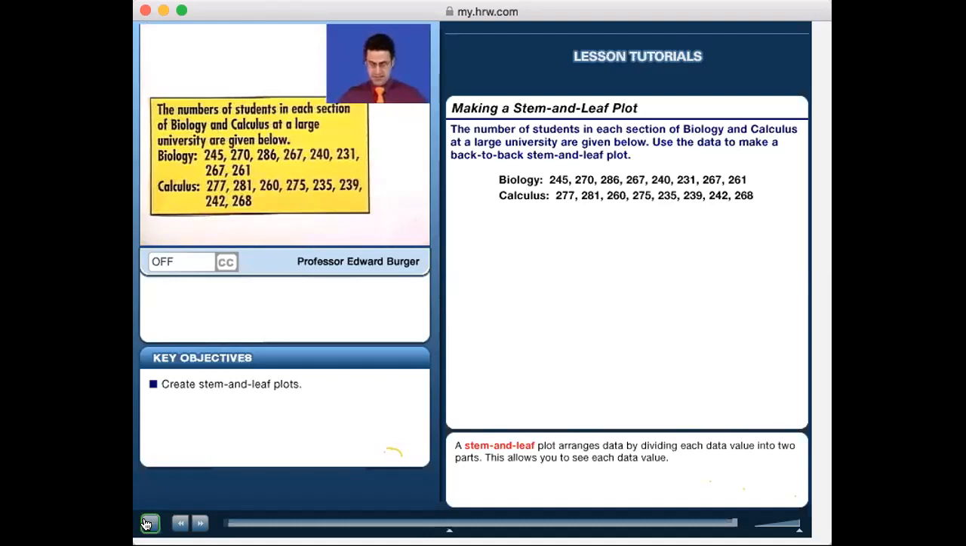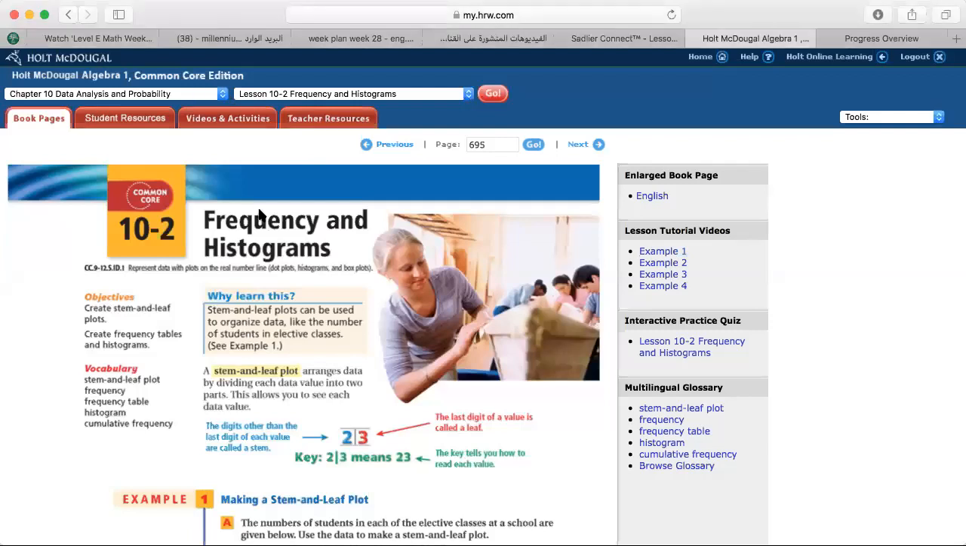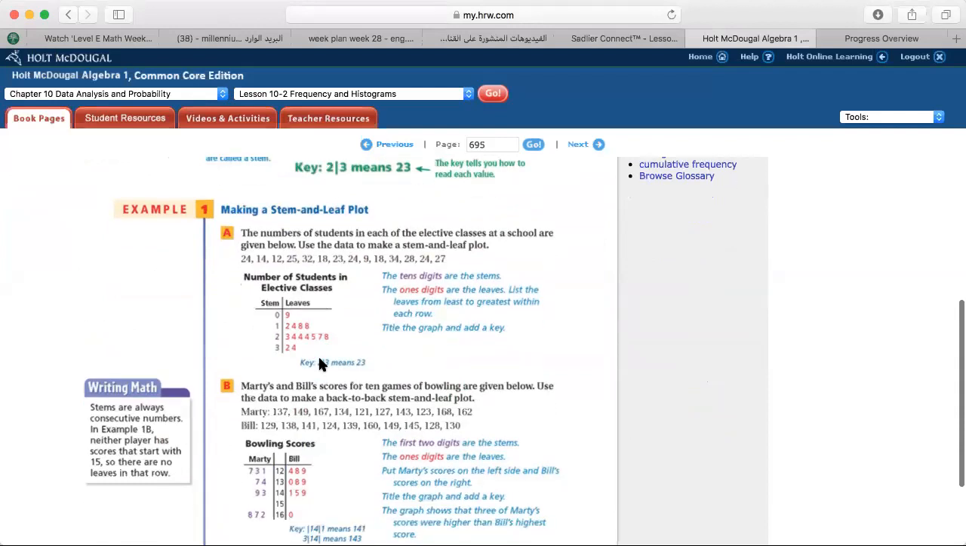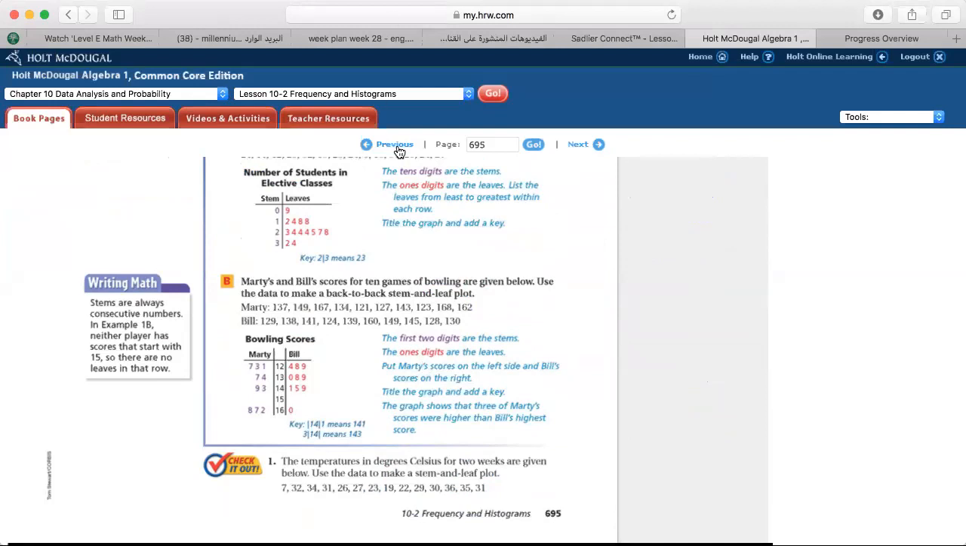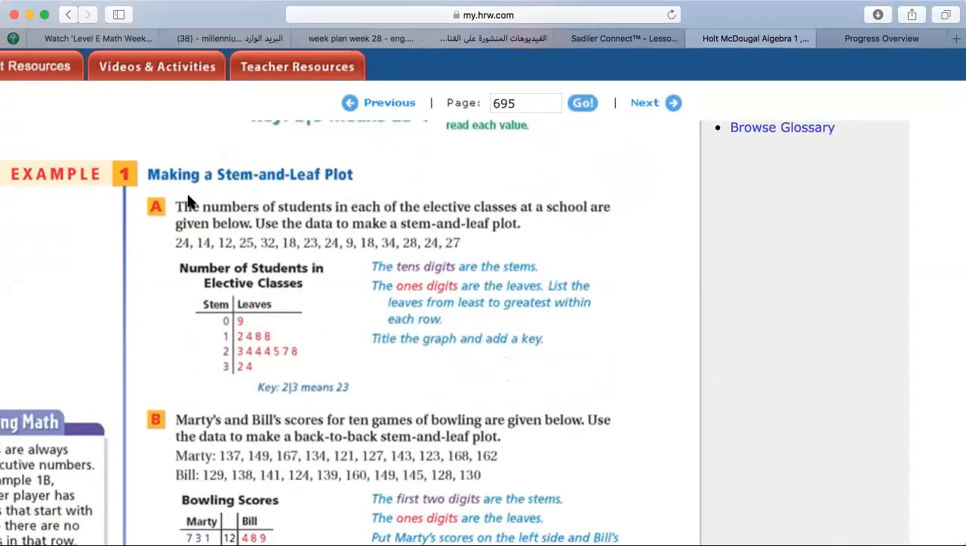Okay, before going to 3 digit numbers, let's go back to our book and do together. Share screen again. You can see the book now, girls? Girls, you can see the book, right? Yes. Okay, so let's see example 1.